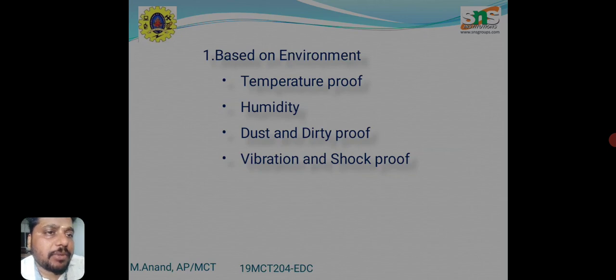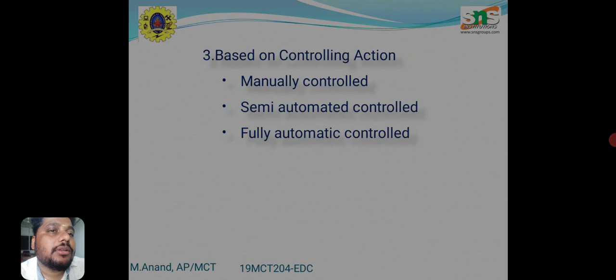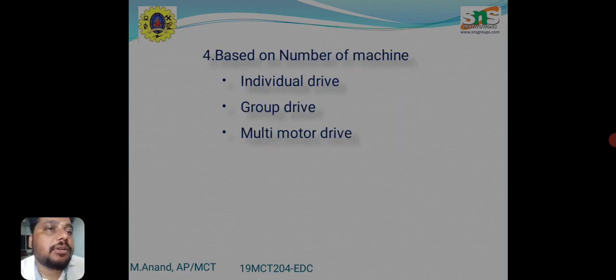For example, vibration and shock proof motors are used in an electric locomotive, an electric train. We have a number of motors used, and those motors should not be affected by the vibration created by the train. So these are the considerations based on environmental conditions. Then based on mode, there is continuous cycle, intermittent cycle, and short time duty cycle. Based on control action, there is manually controlled, semi-automatic control, and fully automated control. Based on the number of machines, there are individual, group and multi-motor drives.